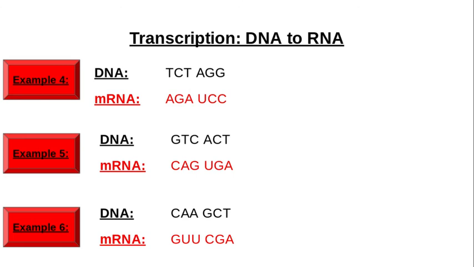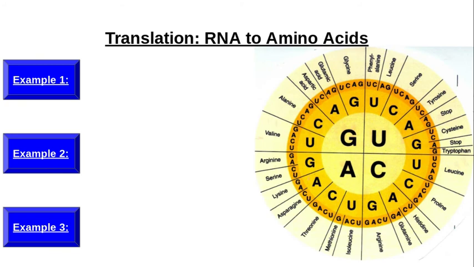Remember that A pairs with U when we are talking about RNA. This is transcription, taking DNA to RNA. In translation, we are taking the RNA that we just transferred from DNA into amino acids. For this, you will need a codon chart. The codon chart that is seen on the right hand of the screen is the wheel or circle version of the chart, but you can also use the rectangular version.